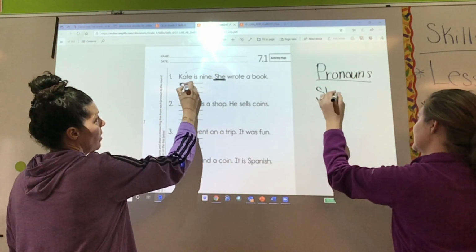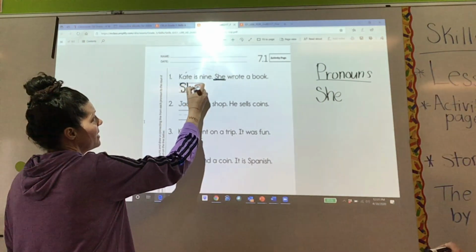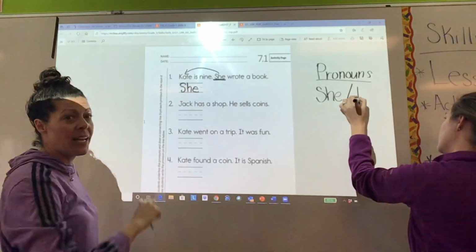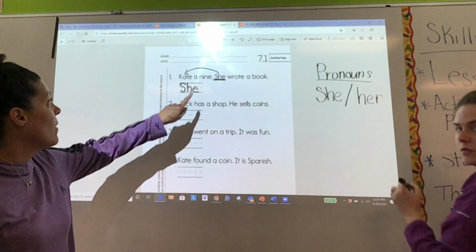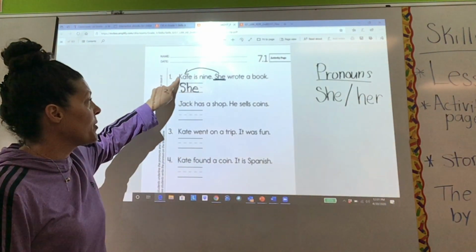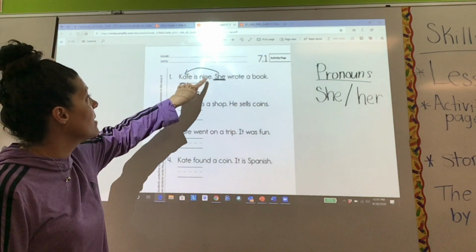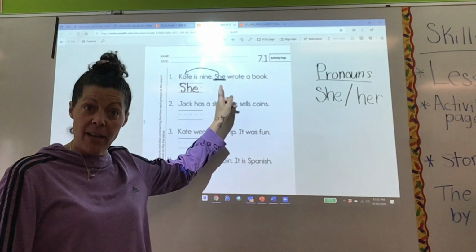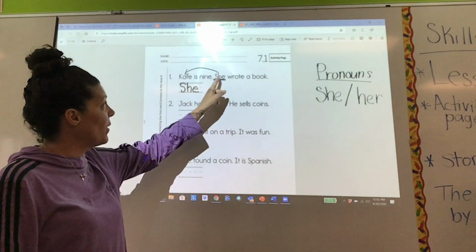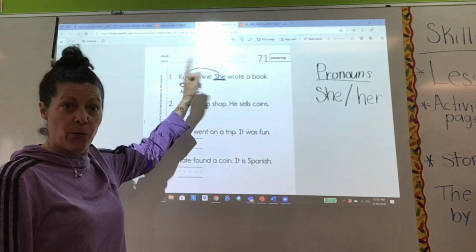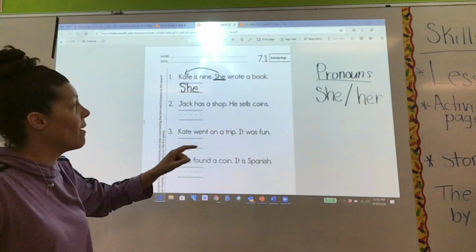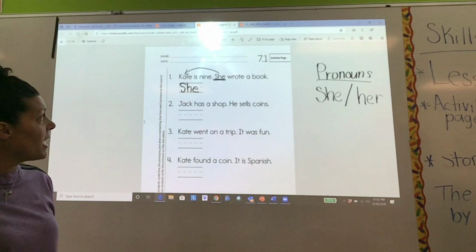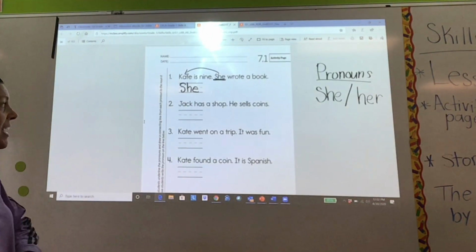I'm going to make a list. Write it. That's a great idea. And I'm going to tell you the noun it is talking about. This is talking about the person Kate. Kate is 9. Kate wrote a book. I can check myself. If my noun fits where my pronoun was, back and forth like a puzzle, I know I did it correctly. Kate is 9. She wrote a book. She stands for Kate. Exactly.